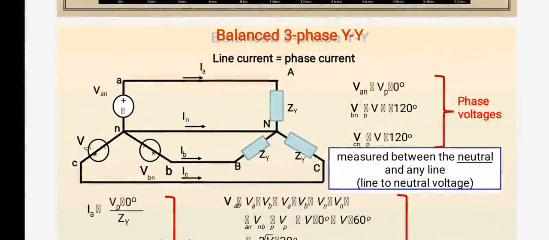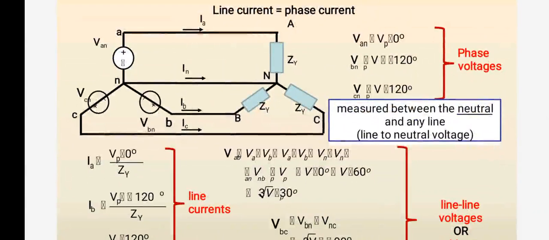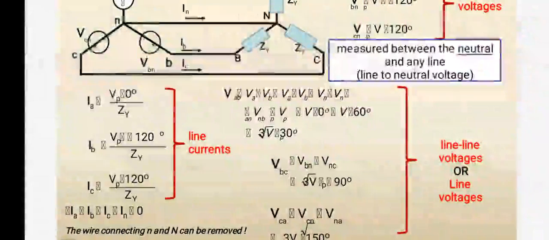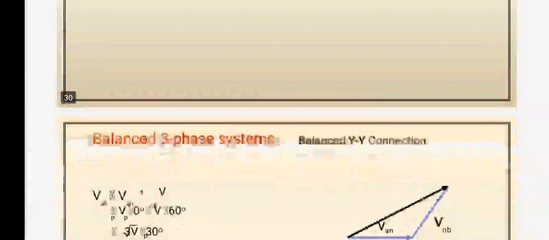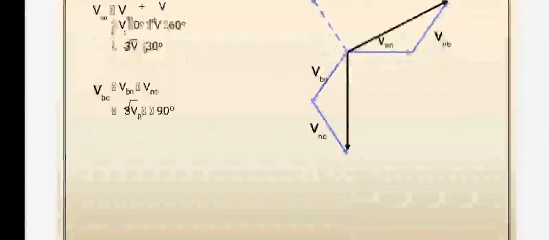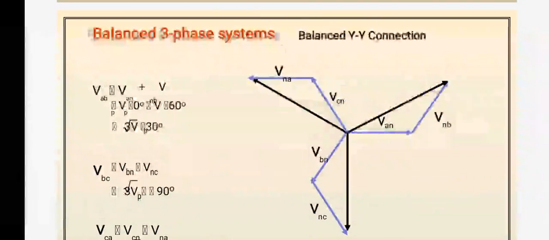Similarly, if the source and the loads are star connected, how the corresponding connections are made, what the corresponding phase voltages are, and how to measure the phase voltage, line voltages, or line to line voltages. We are going to calculate the corresponding current equations, and the voltage equations are represented here. This is the total representation of a phasor for a balanced Y star to star connection.